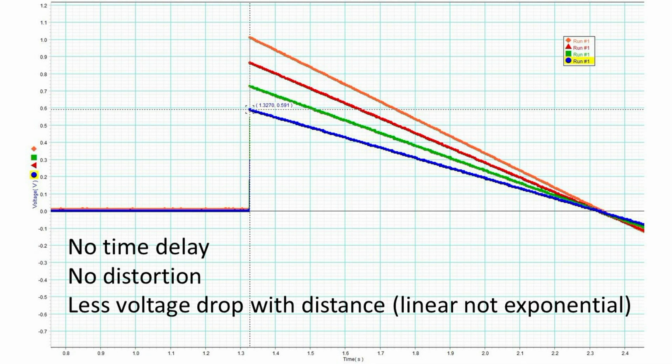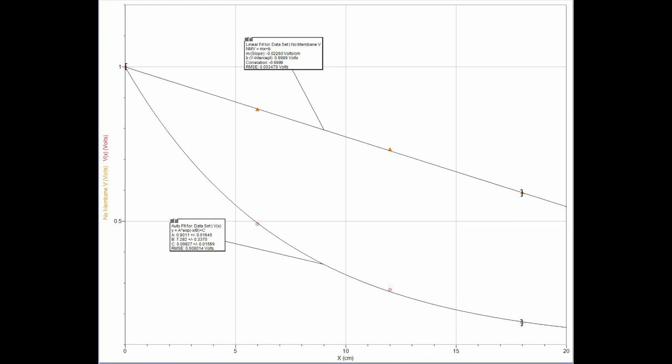The voltage signals now travel down the circuit at the speed of light. Too fast to measure with these tools. They remain distinct and drop linearly with distance rather than the rapid exponential decay of the unmyelinated axon circuit. A plot of voltage versus position shows the linearity of this simple voltage divider circuit.